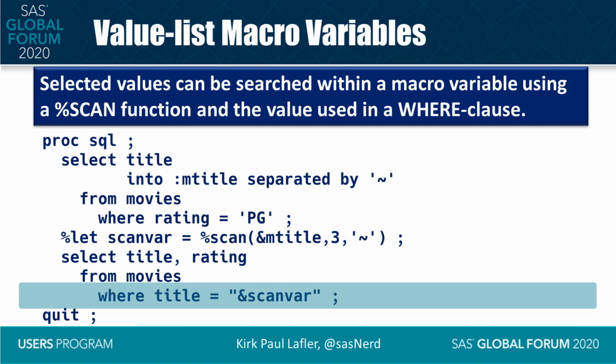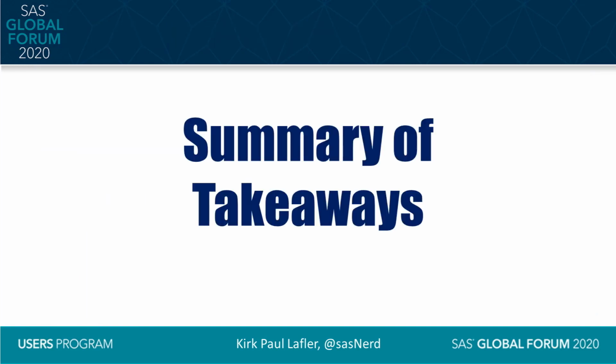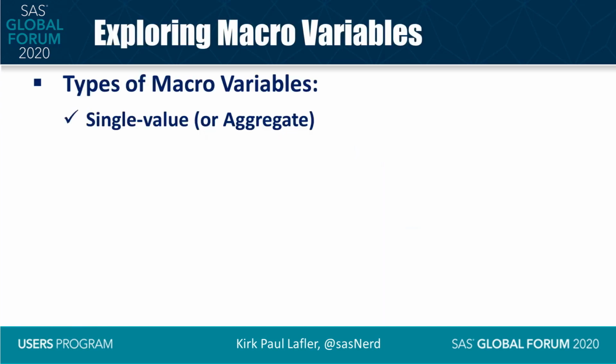So what are some of the summary of takeaways in this section? There's two types of macro variables: a single value or aggregate, and a value list representing an array of values. The macro variables that are created with the PROC SQL into clause is magnificent. It gives us power to be able to use these content of the macro variables anywhere in the SAS system.